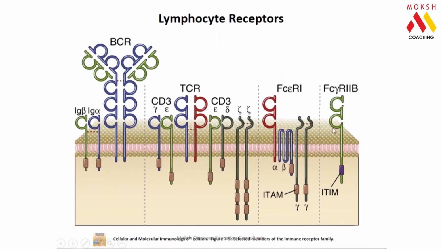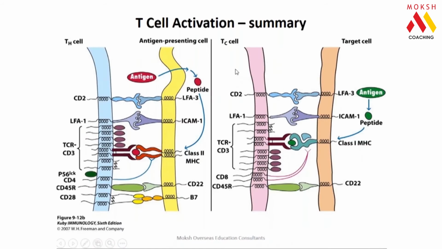Now, on the right side, we have some receptors. These are not generated receptors. These are preformed receptors, and those are the receptors that are going to bind to the Fc portion, this portion here, of an immunoglobulin. This is a summary of the interactions between a T helper cell and an antigen presenting cell, and also on the right side, a T cytotoxic cell and any target cell.